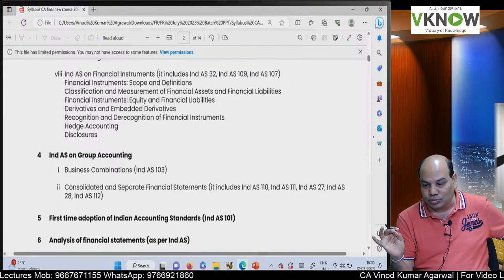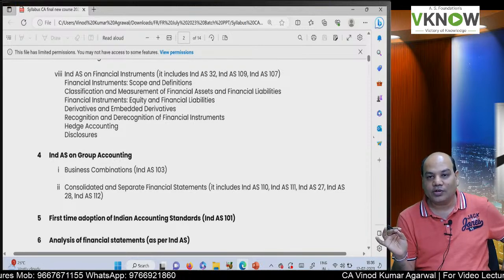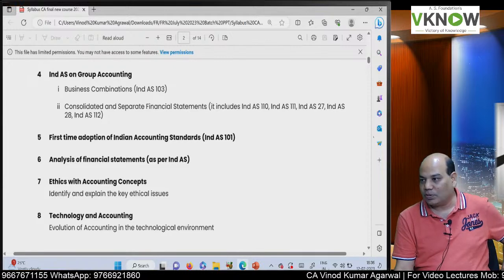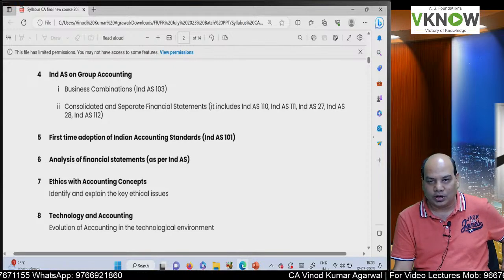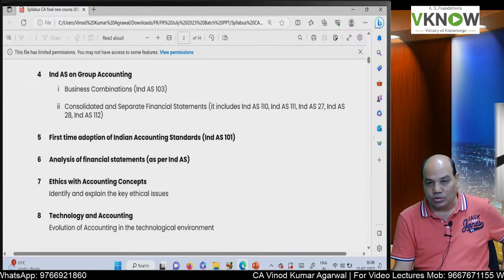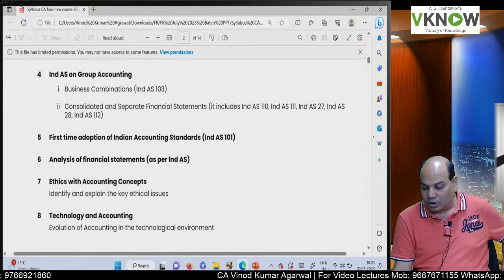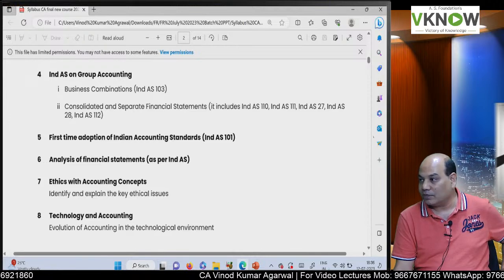Ind AS 32, Ind AS 109 and Ind AS 107. And the lengthiest part of your syllabus is group accounting, which means consolidation. So here we are going to study business combination, Ind AS 103, and then consolidated and separate financial statement.